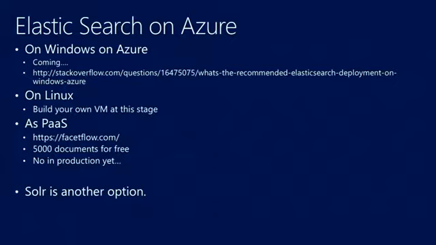On Linux, you can obviously build your own VM, or you could probably poke around in the Amazon Web Services VM store, find one of their images and then do a VM conversion to run it. Or as platform as a service, there's a company called FacetFlow that looks to be bringing out a platform as a service offering. You can currently get a trial account with 5,000 documents for free. It's not in production yet that I can see.